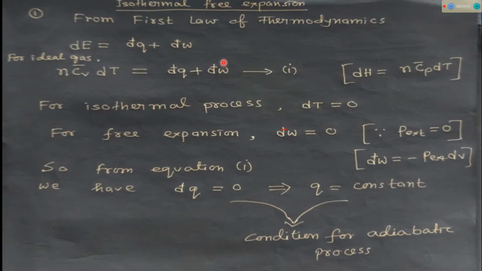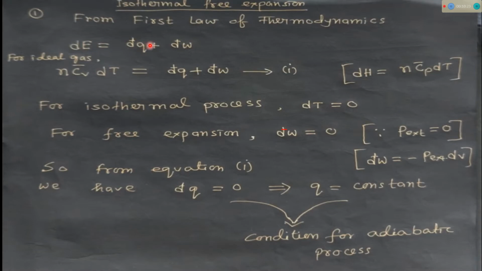So see, from equation 1, dW is 0 and on this side dT becomes 0. Cv is also constant, n is constant. The value of Cv is a constant value, it is not zero, and n is also not zero. So dT 0 means this whole term becomes 0. So from this equation we can write dq equal to 0. So dq equal to 0 means we can write q is equal to constant. This is the condition for an adiabatic process. We all know that for an adiabatic process q is equal to constant or dq is equal to 0.